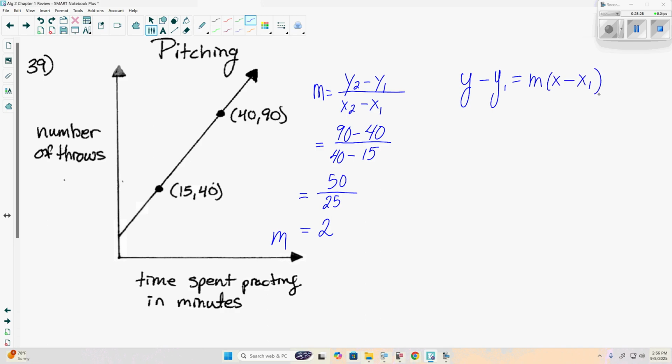Now, we need to find the equation of a line. They did not tell us the y-intercept. We can use the slope to find it and work our way towards x equals 0. But it's going to be a lot quicker to just use point slope, plug in a point and the slope to find it.